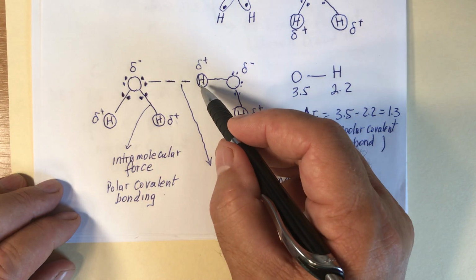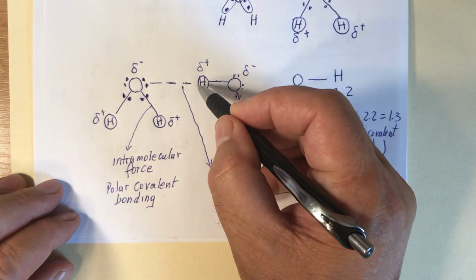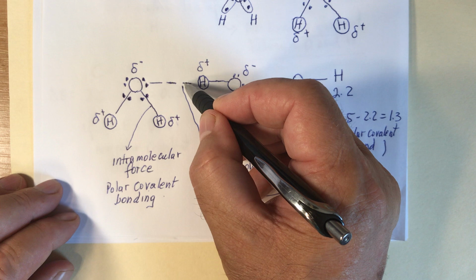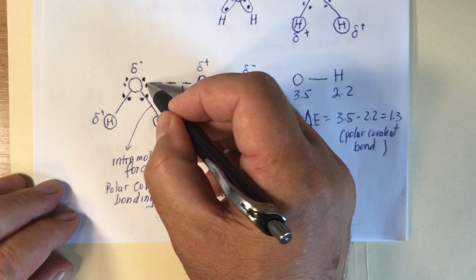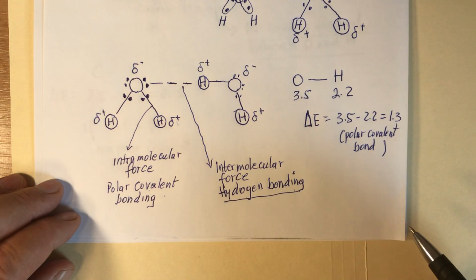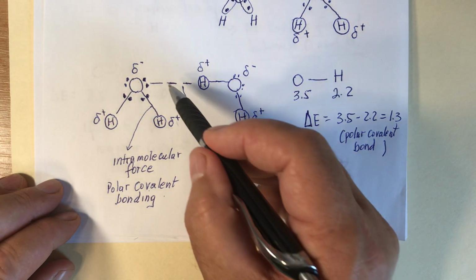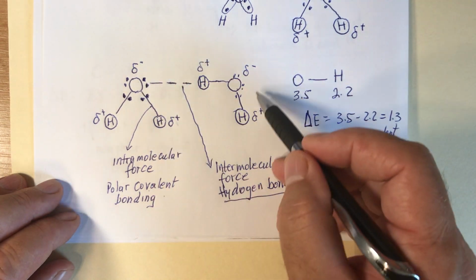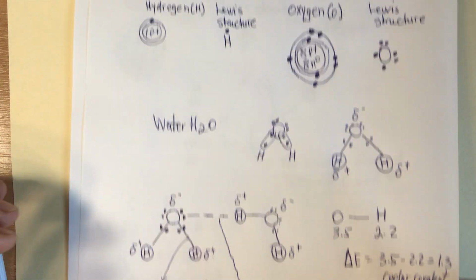If we bring another water molecule close by, we'll see that this positively charged hydrogen is attracted to the lone pair of electrons. Electrons are negatively charged, so unlike charges attract, and they form a hydrogen bond. So a hydrogen bond is between molecules, not inside a molecule.